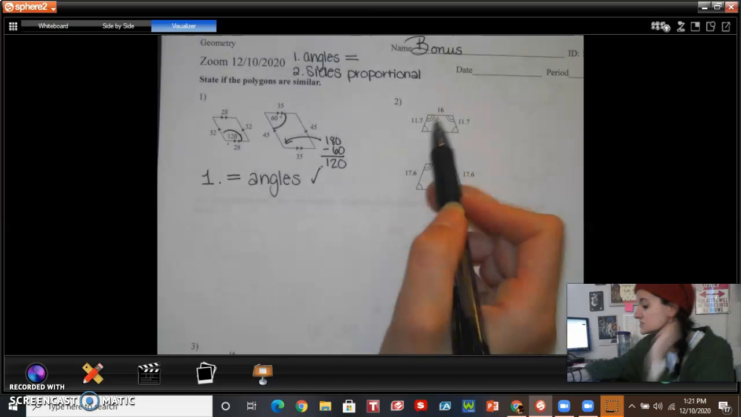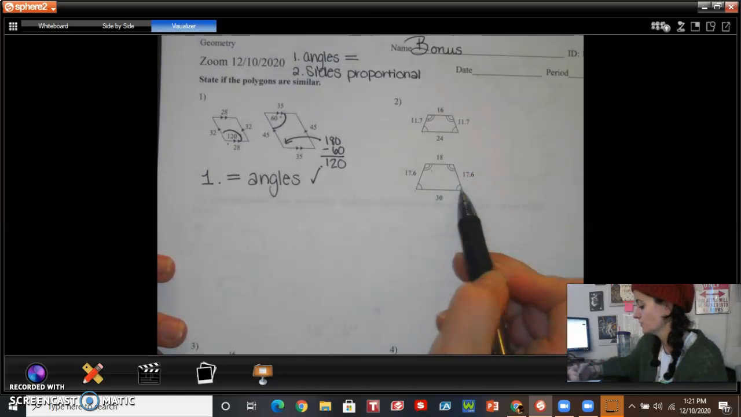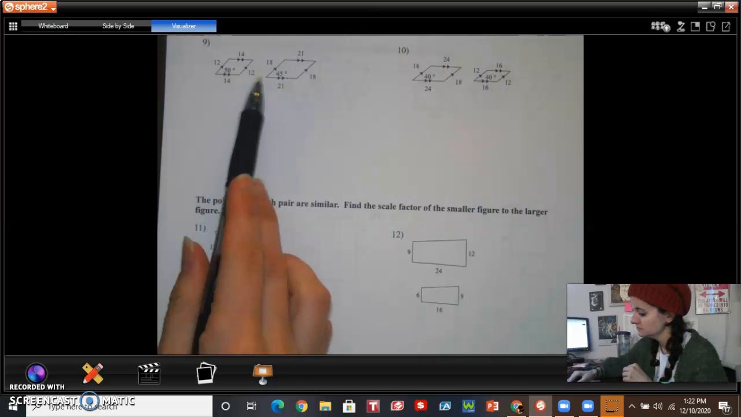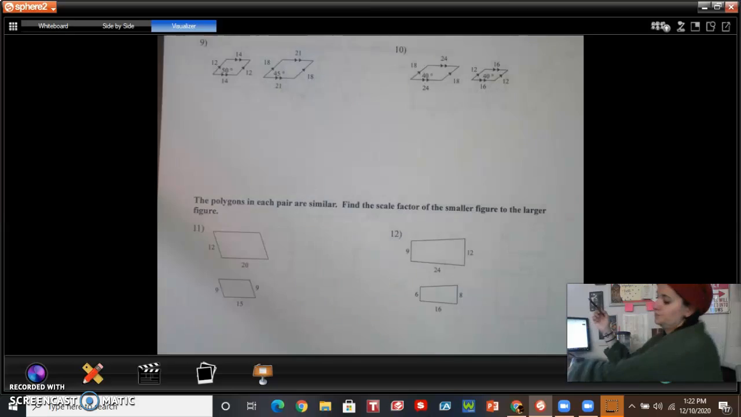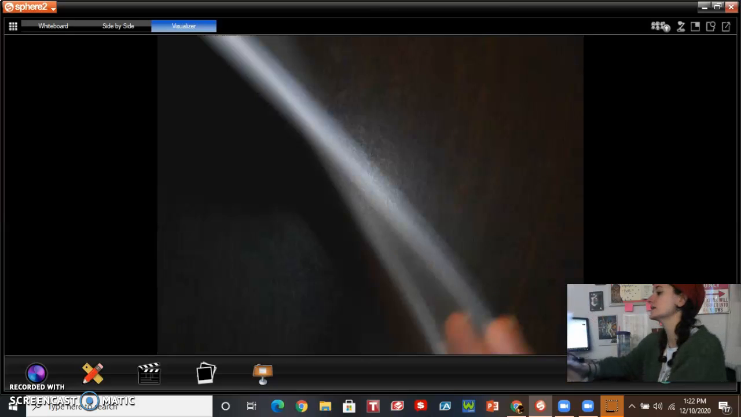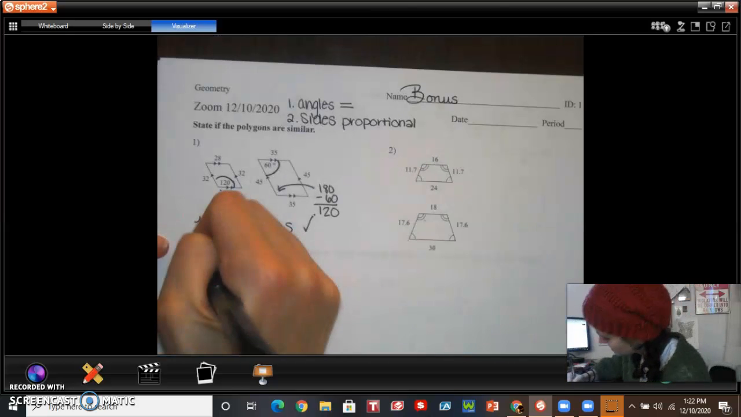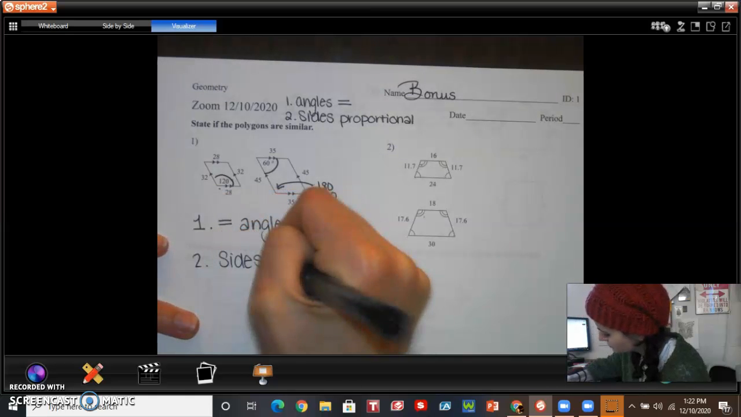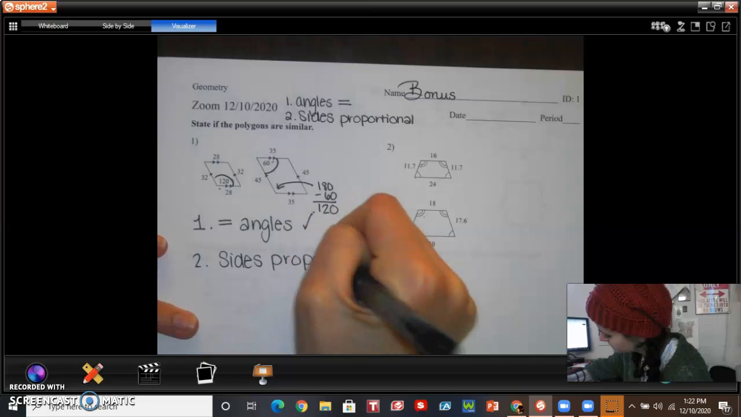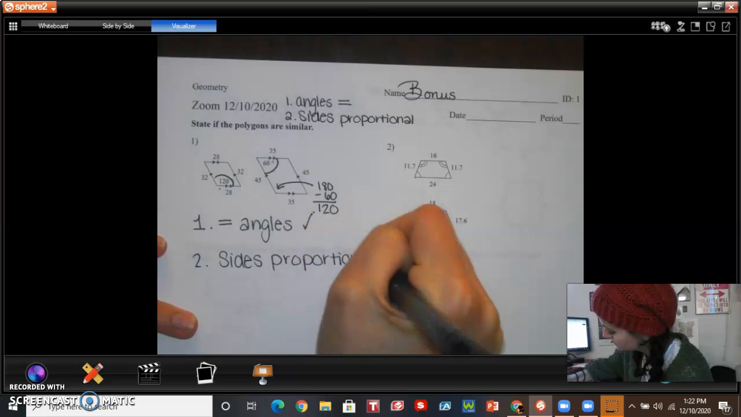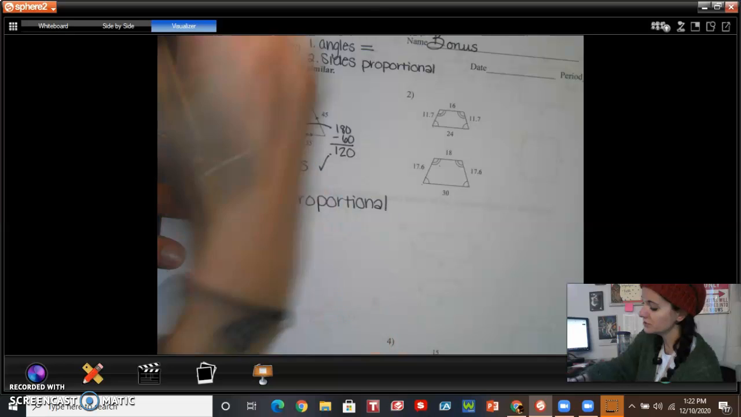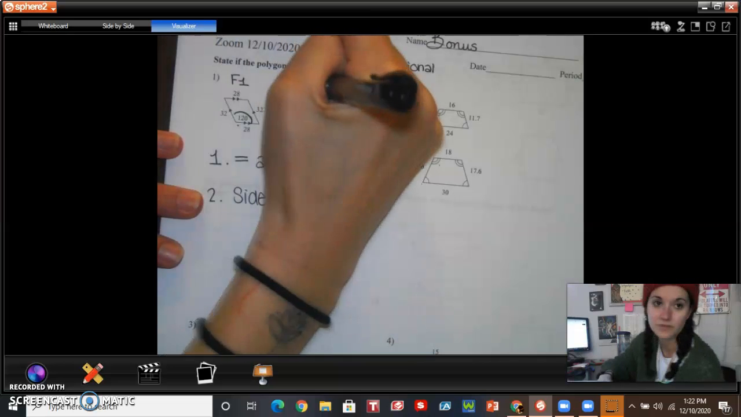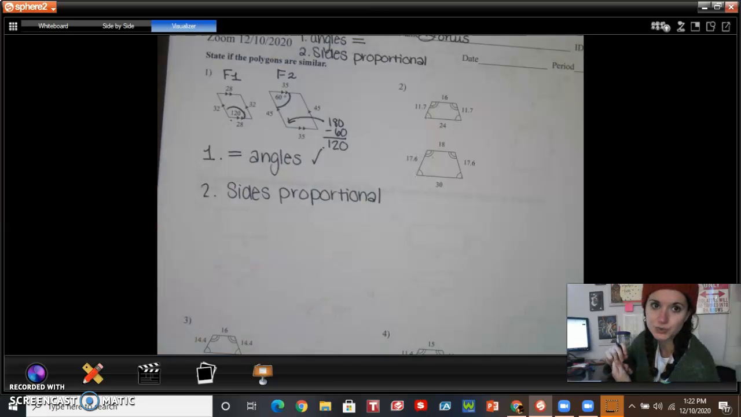And on these other ones, you'll notice, it's going to be difficult. Okay. All right. So the second thing we need to check is to see if our sides are proportional. Okay, so I'm going to call this one figure 1 and this one figure 2. I have side lengths 32 and 28.